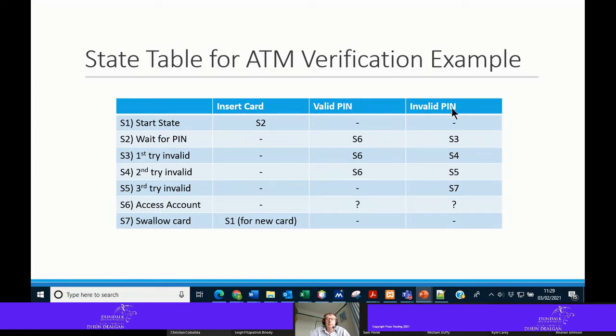valid pin, invalid pin. So state 2 is wait for pin. Valid pin, it'll go to S6, invalid pin go to S3. First try, valid pin, S6, invalid pin, S4, and the third one, it goes to S7, third try, invalid. Access account, question, swallow card, S1 for new card. So it goes back into the start state.